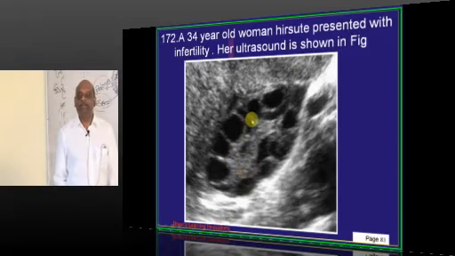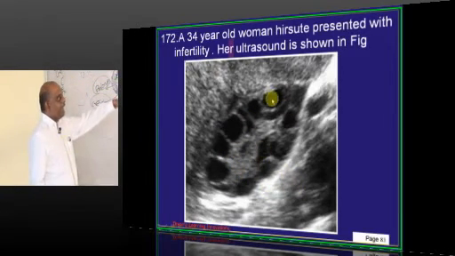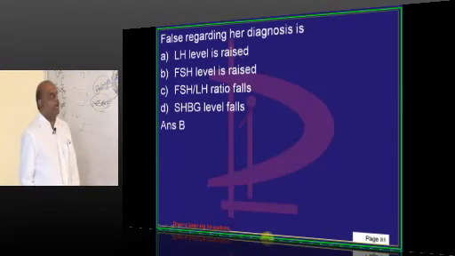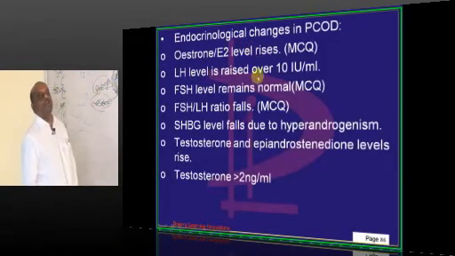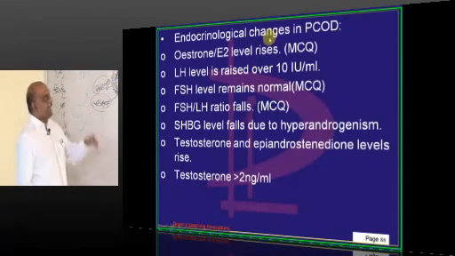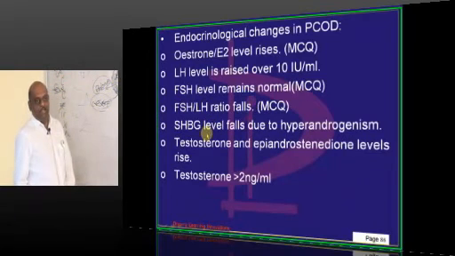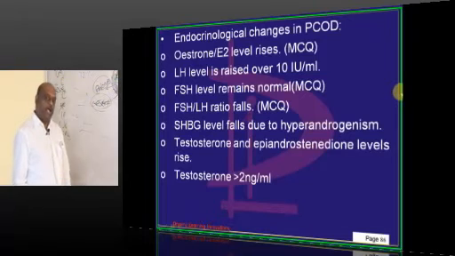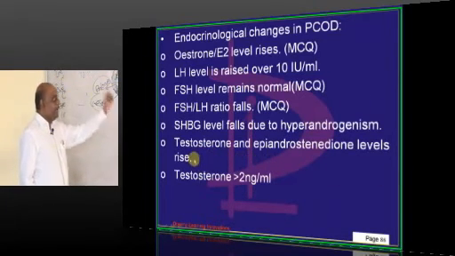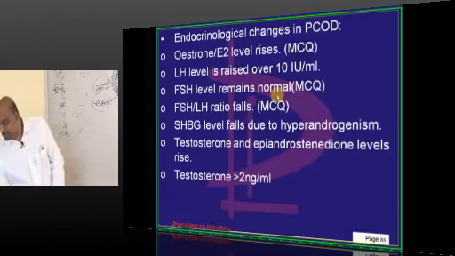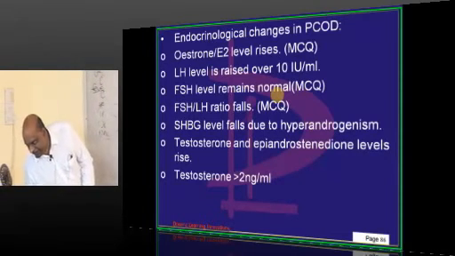A hirsute woman with infertility. What is the ultrasound showing? Multiple cystic lesions, which is polycystic ovarian disease. What is the combination of things in polycystic ovarian disease? Estrogen levels rise, LH level rises, FSH remains normal, FSH by LH ratio falls. Sex hormone binding globulin level will also fall because of hyperandrogenism, and testosterone, epiandrosterone levels rise, and that is the reason hirsutism and everything comes. And testosterone levels will increase to more than 2 nanograms is what you have to remember.